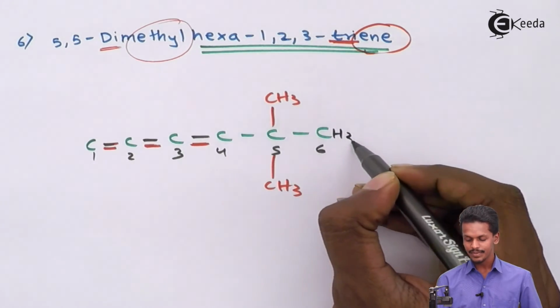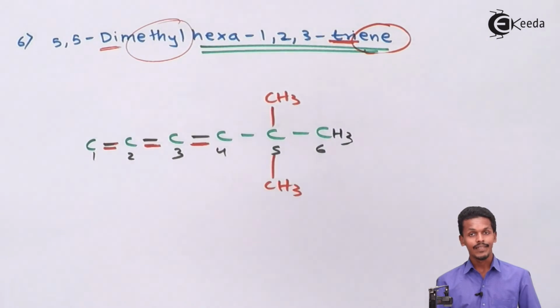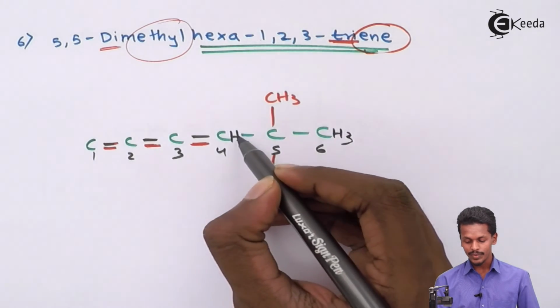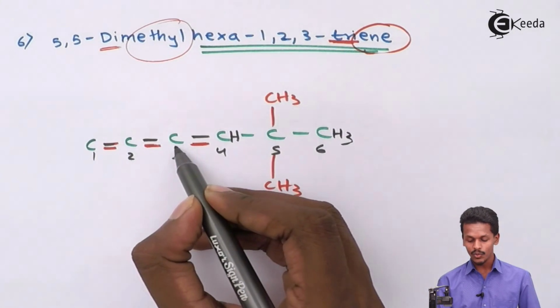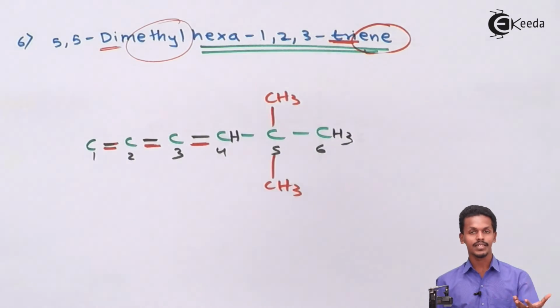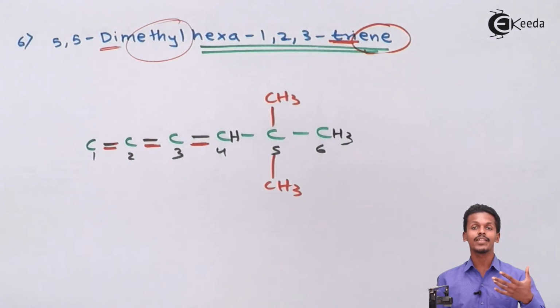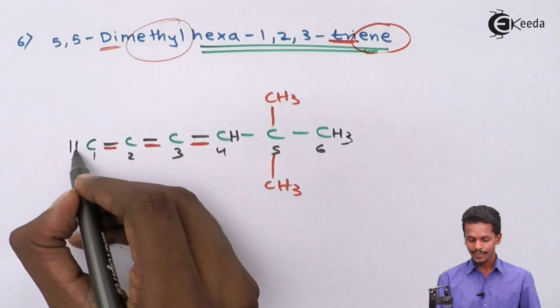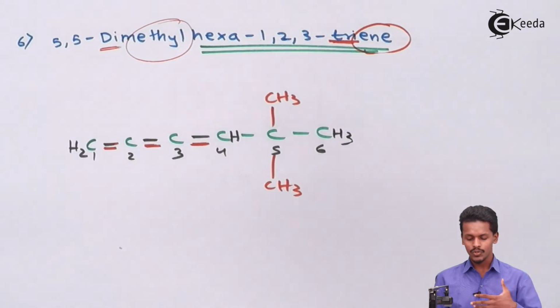Again here it would be CH3, no need of hydrogen because all the valency is fulfilled. Here only one hydrogen will be there, nothing is required over here, no hydrogen to be attached over here, because all the carbon atoms, that is these two carbon atoms, are fulfilled. And this carbon atom would be fulfilled by two hydrogen atoms, so as to fulfill its valency. So this is how we did the structural formula of the name 5,5 dimethyl hexa 1,2,3 triene.